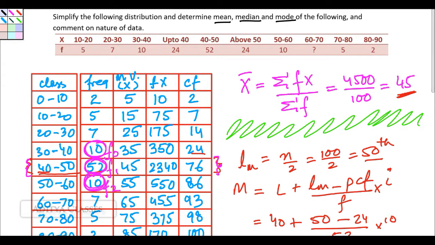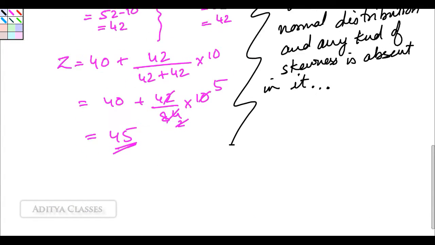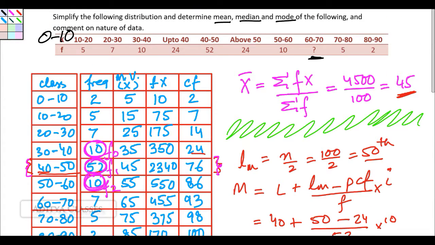So this was our question. Yet another question where the data was missing or hiding. For example, in this case one frequency was missing and then a class of 0 to 10 was missing. So we'll solve certain more questions which have this typical kind of representation.